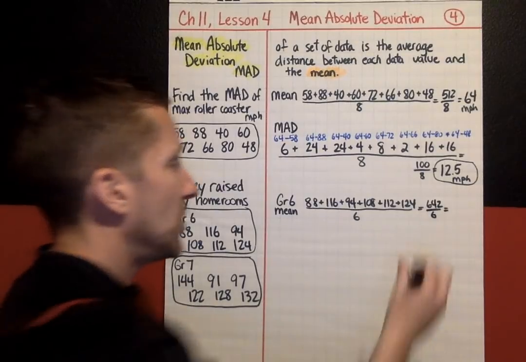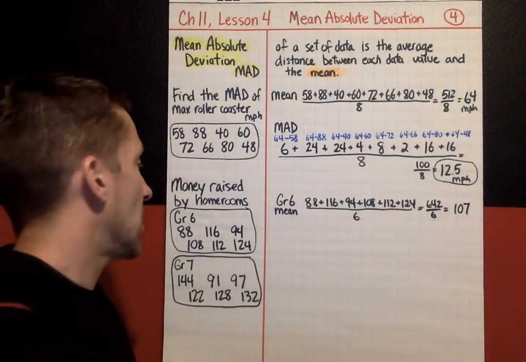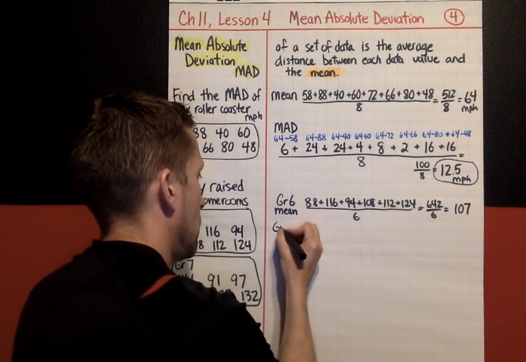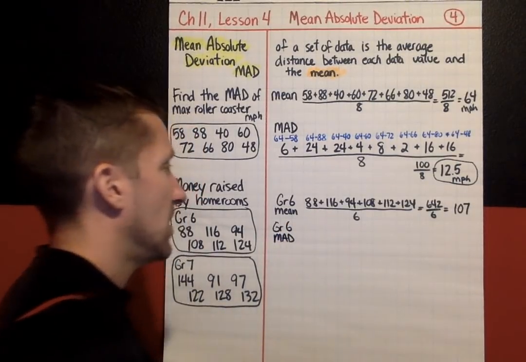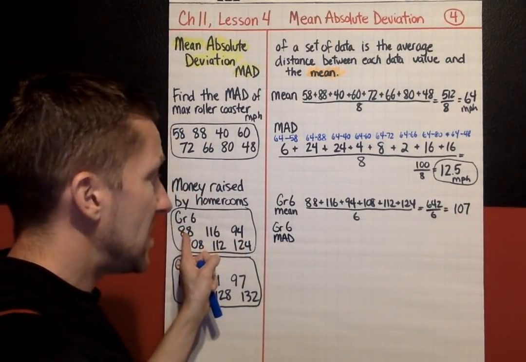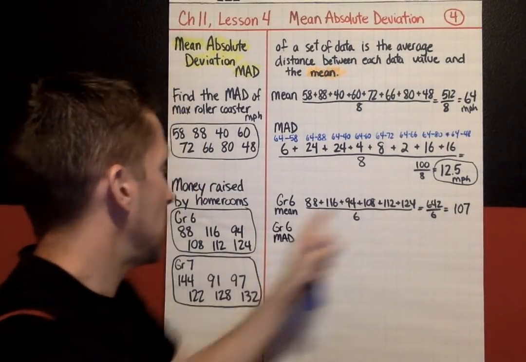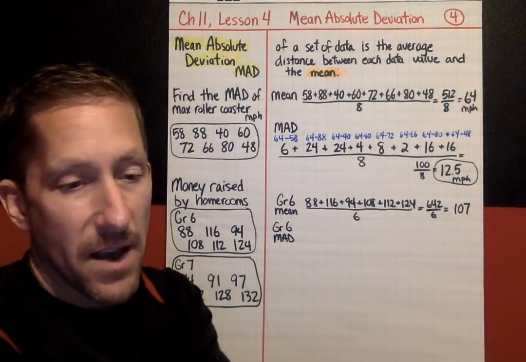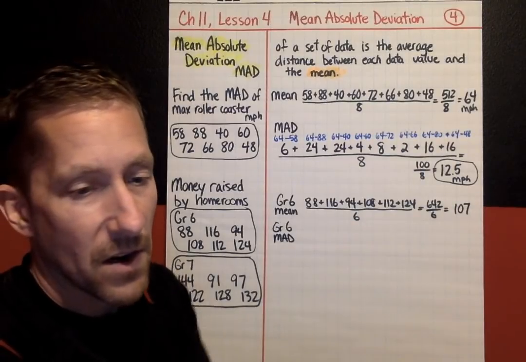The average for the 6th grade classes was $107. So now for the 6th grade, grade 6 mean absolute deviation. Again, I'm going to use my mean and subtract each data value. 107 minus 88, 107 minus 116, 107 minus 94. I'm not going to write it down like I did this time. I'm just going to show you what the amounts are.